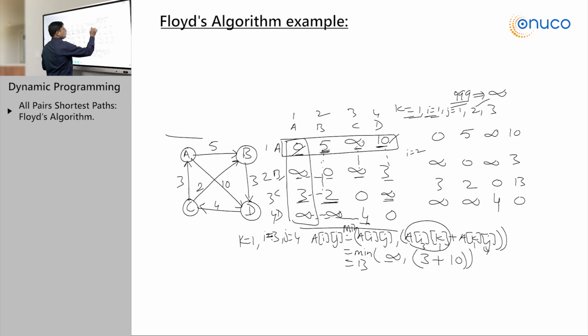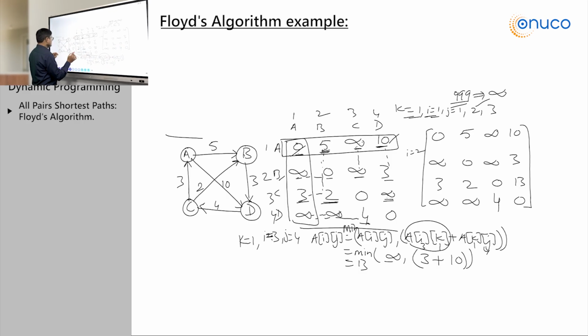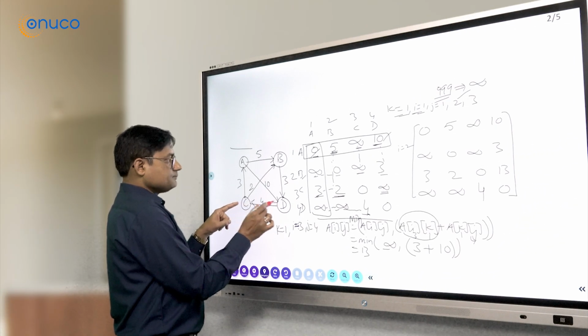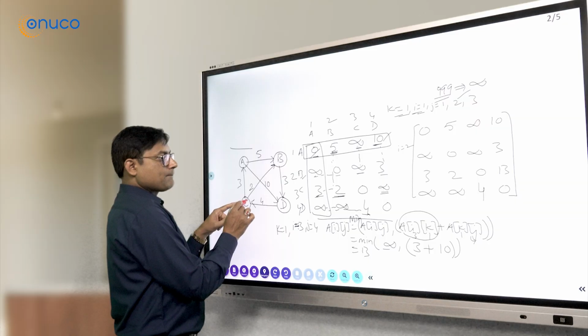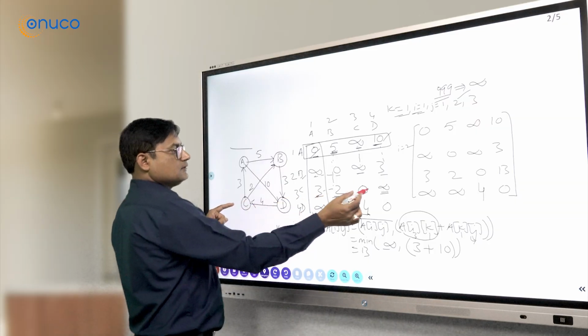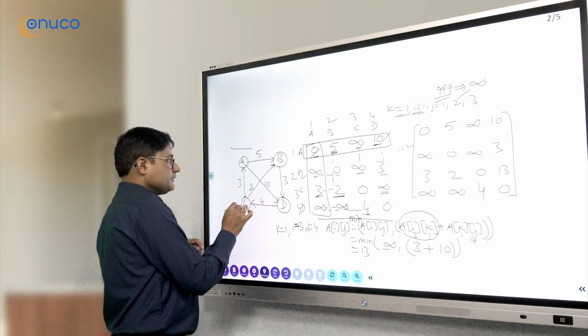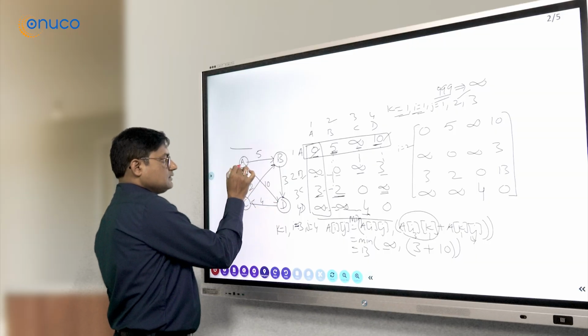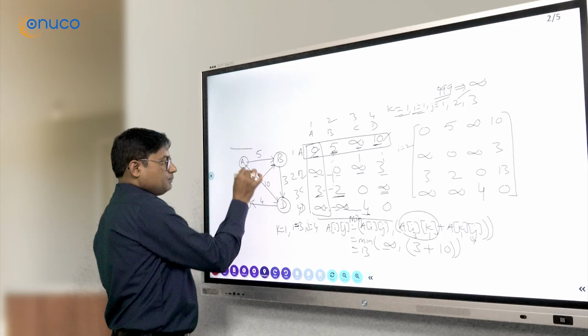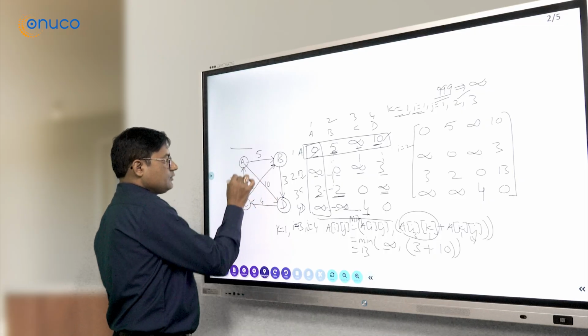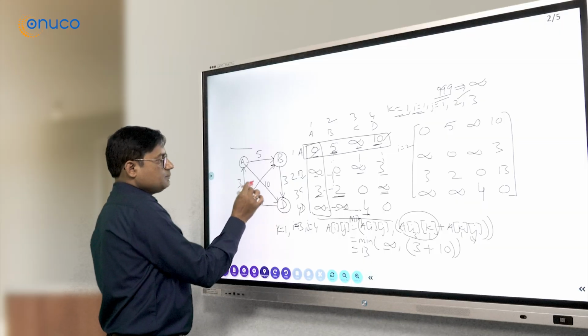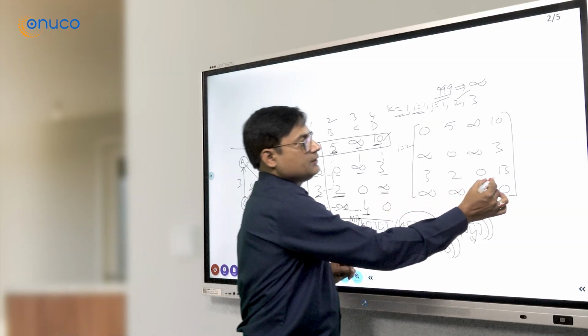So after one iteration, k is equal to 1, we got this outcome where one of the infinities is replaced by 13, and if you see how this 13 comes from 3 4, 3 4 means C to D. C to D you don't have a direct path. If you see, this place is from C to D. We don't have a direct distance, but there is a path C to A and A to D. C to A is 3 and A to D is 10. So 3 plus 10 becomes 13. So that value you got here.